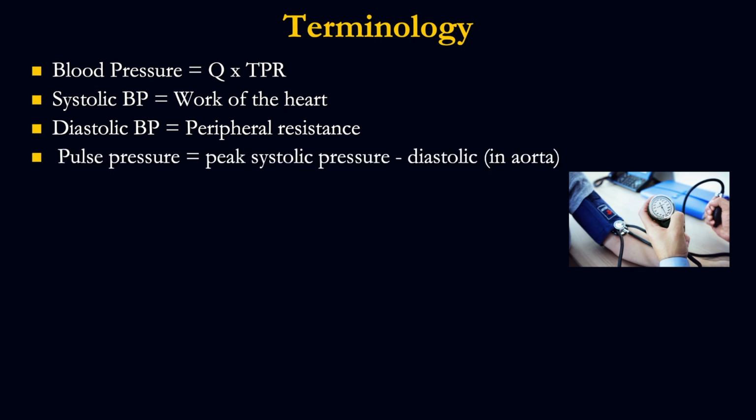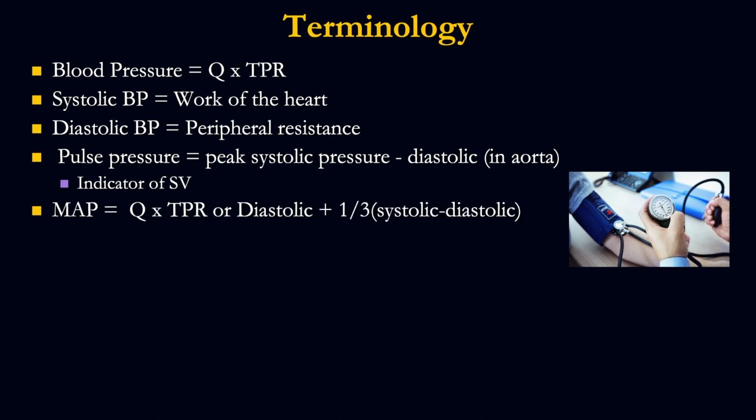Pulse pressure refers to the peak systolic blood pressure minus the diastolic blood pressure in the aorta. This is an indicator of stroke volume. MAP stands for mean arterial pressure. The equation is cardiac output on a per minute basis times total peripheral resistance, or we can also view it as diastolic blood pressure plus 1/3 of the systolic blood pressure minus the diastolic blood pressure.